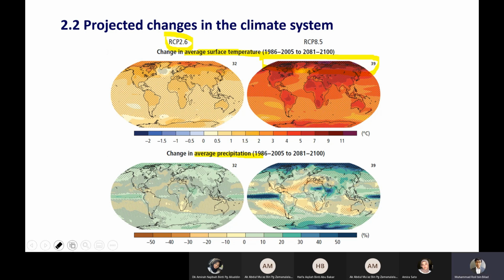Globally it will probably be around 0.5 to 2, and I think the highest is around here. For RCP 8.5, I think this zone is around 2 to very dark, 2 to 10, the extreme 10 degrees Celsius.